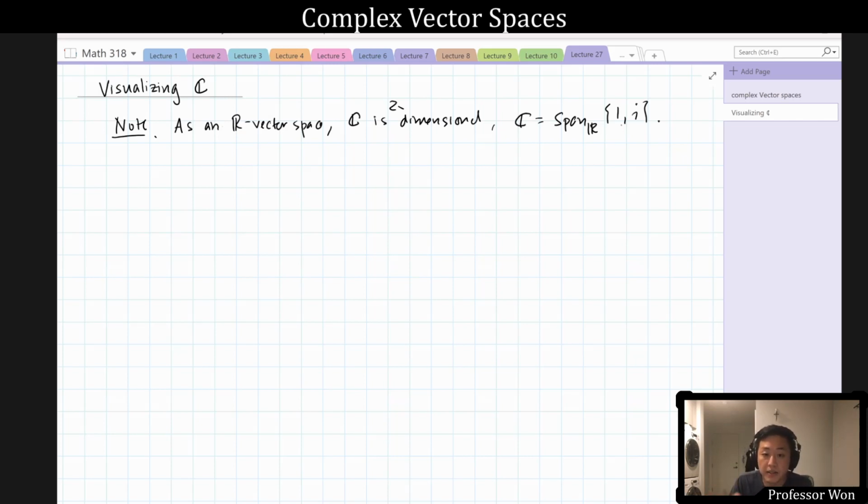But it's not R2, it's C, because C also has a multiplication. You can multiply two complex numbers. It doesn't make any sense to multiply two vectors in R2. So as an R vector space, it's just R2, so it looks just like R2. What makes it C, though, is that you have an additional operation, a multiplication, and you also can get multiplicative inverses of non-zero complex numbers. Okay, so as an R vector space, C is just isomorphic to R2, but there's more structure here.